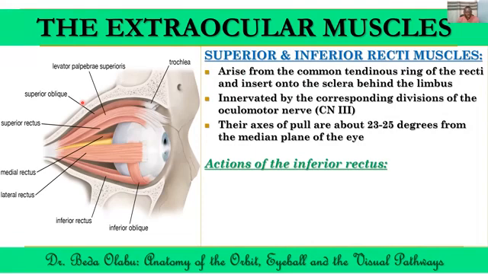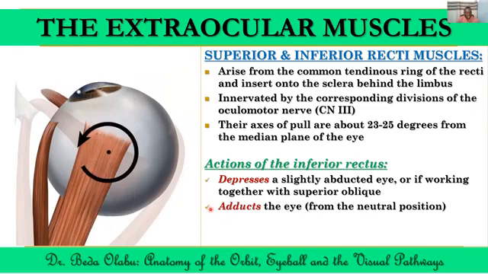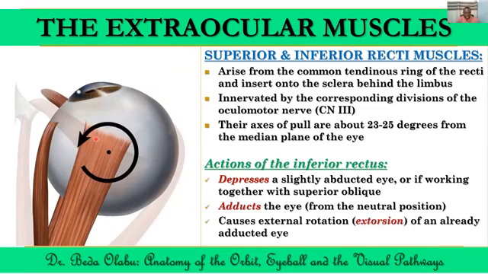So we mentioned a number of things that will also apply to inferior rectus. There is the inferior rectus. Its contraction will pull the pupil down. So that is depression. It will also cause adduction from the same mechanism that I've already explained. And it also causes external rotation.